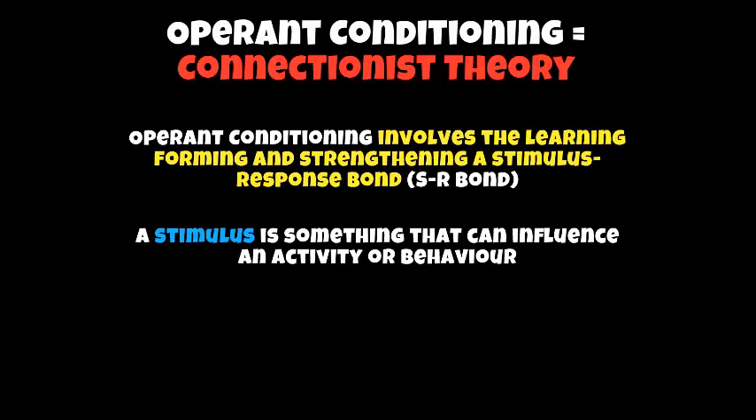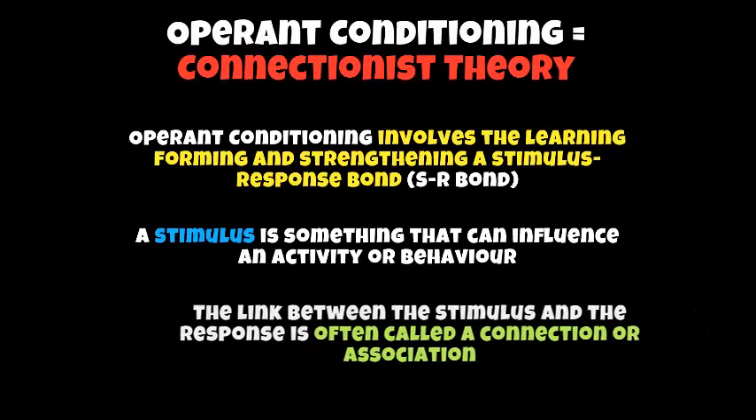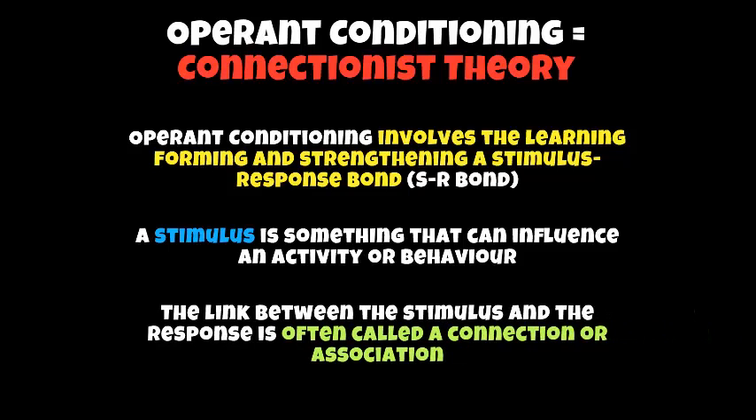What we mean by a stimulus is something that can influence an activity or influence a behaviour. For example, the rats were influenced by the prospect of having food, but they may also have been influenced by the fact there was a lever there, so that could have been another stimulus. The link between that stimulus and the response, which we call the stimulus response bond, is often called a connection or an association, which is why operant conditioning is sometimes known as a connectionist theory.